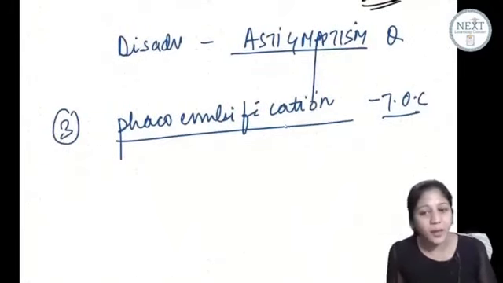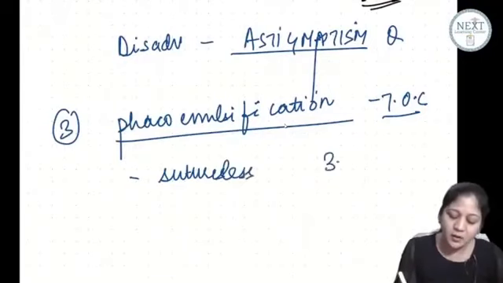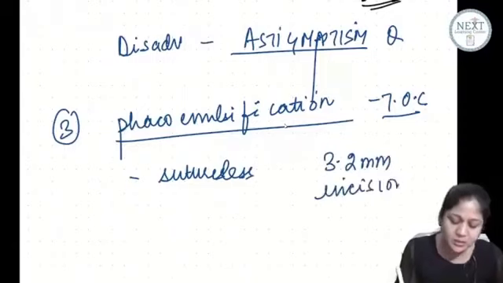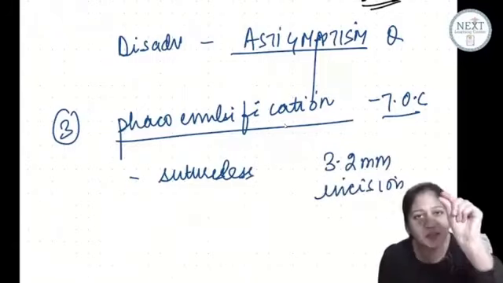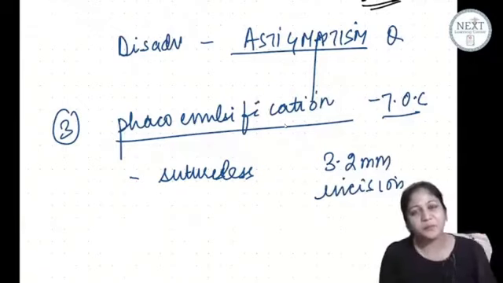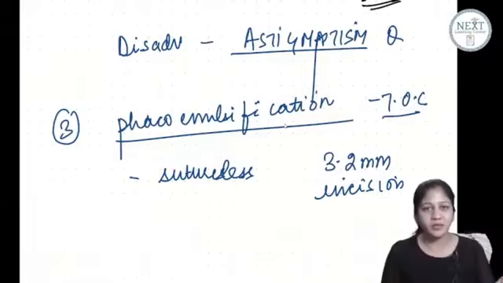So what is the advantage? The advantage is it is a suture-less surgery. Why suture-less? Because the incision is very, very small. It is a self-sealing incision. 3.2 millimeter होता है कितना है? 3 millimeter is very small. You don't require any sutures. Because the incision is very small, the astigmatism is also very less. So patient is very happy after the surgery.